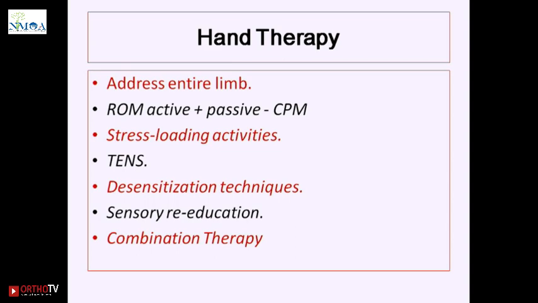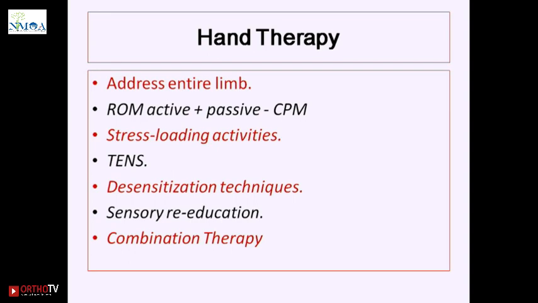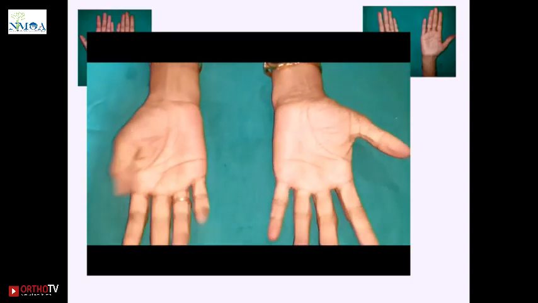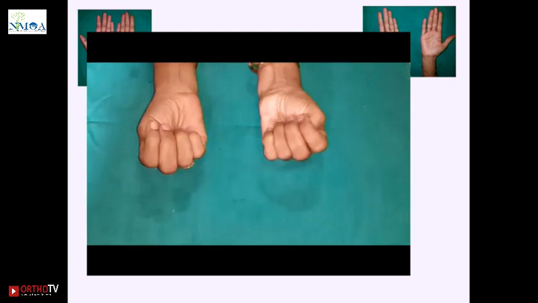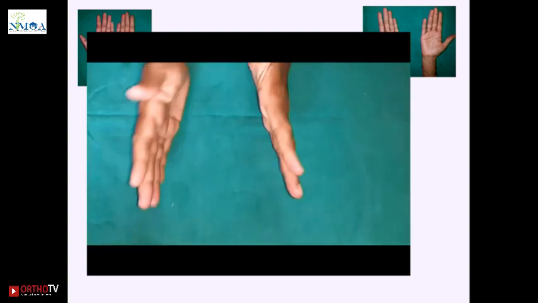And now coming to physiotherapy, that is hand therapy, we have to address the whole limb, because there might also be shoulder hand syndrome that also has to be taken care of. Range of motion, that is active and passive. Stress loading activities which will be taught by the physiotherapist. TENS, desensitization technique, sensory re-education, and combination of therapy. This is after the therapy and treatment.